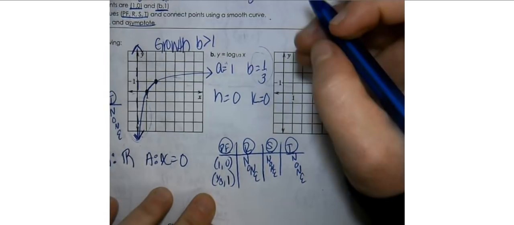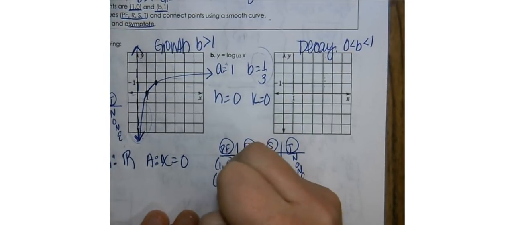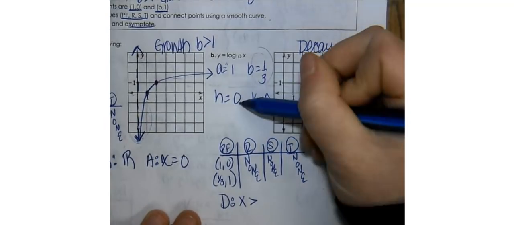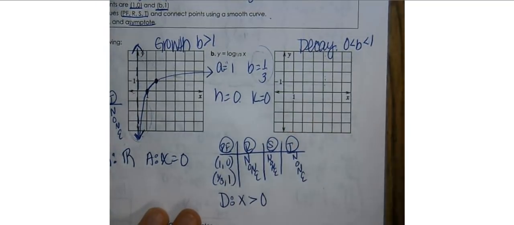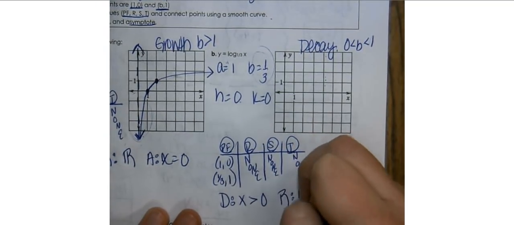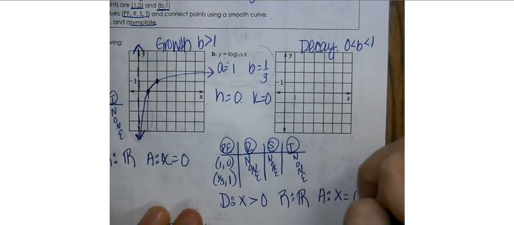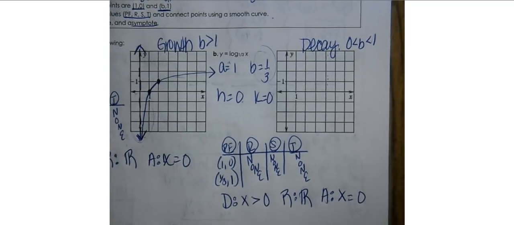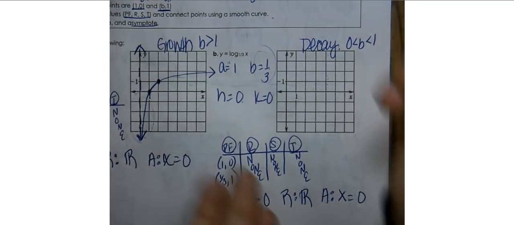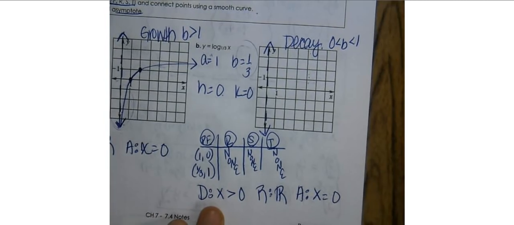So I also know that my domain is going to be all values of x greater than my h value, and my h value is 0. My range is going to be all real numbers, and my asymptote is going to be x is equal to 0, which is a vertical line. So I'm going to go to my asymptote, and I'm going to draw a vertical line, a vertical dashed line. Please do not make it solid.